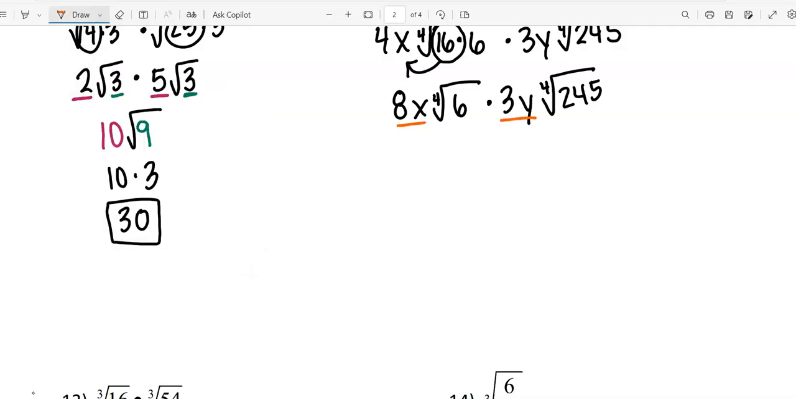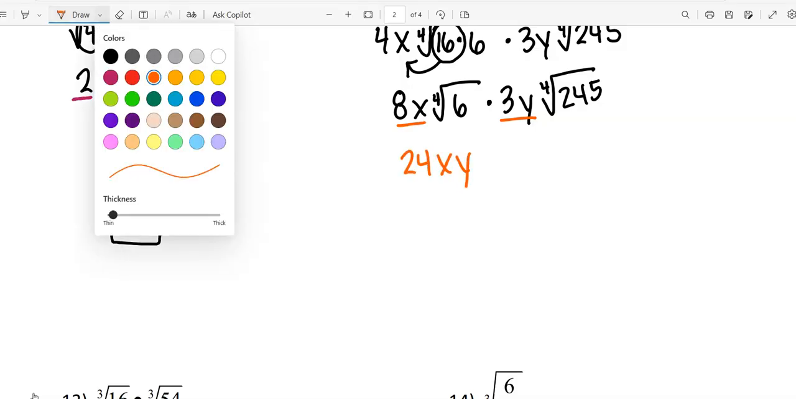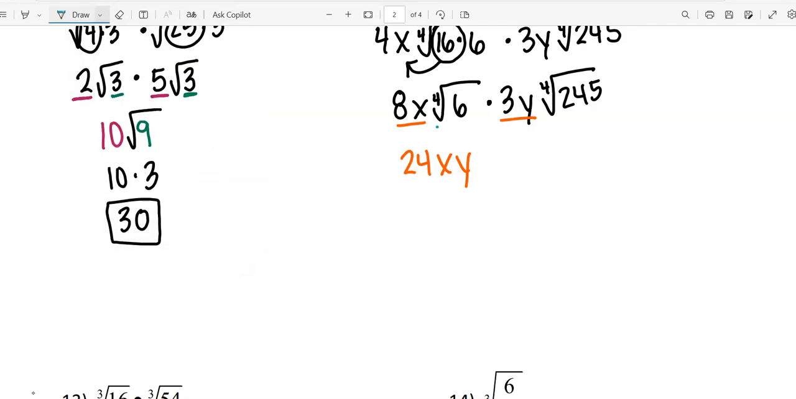Eight x and 3y are going to multiply together to give you what? 24xy. Good. And then our fourth roots are going to multiply. So we'll have the fourth root of whatever 245 times 6 is. 245 times 6. What's 5 times 6? 30. Carry the 3. What's 4 times 6? 24 plus 3. 27. Carry the 2. 2 times 6 is 12. Add the 2. 14.